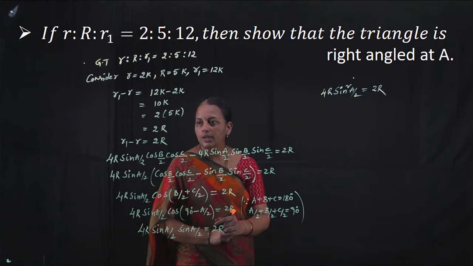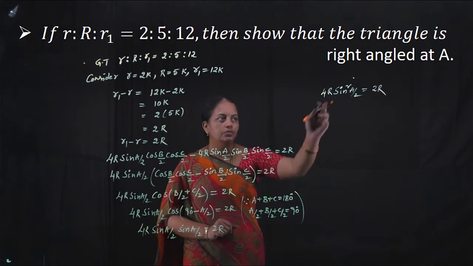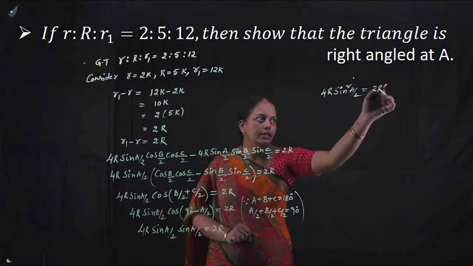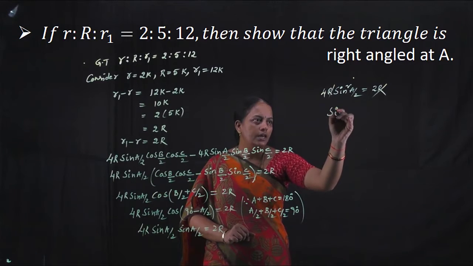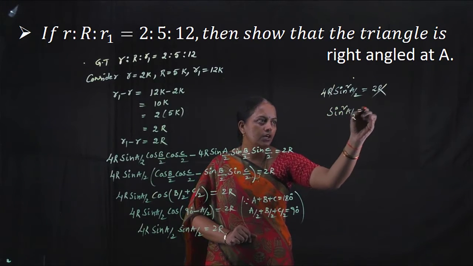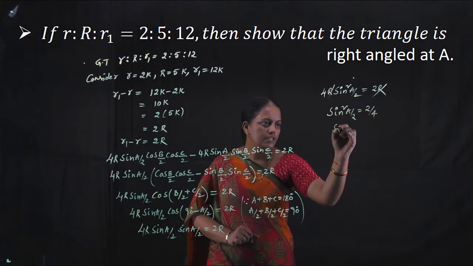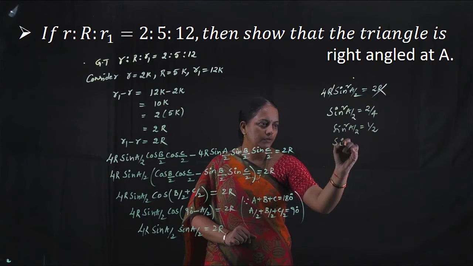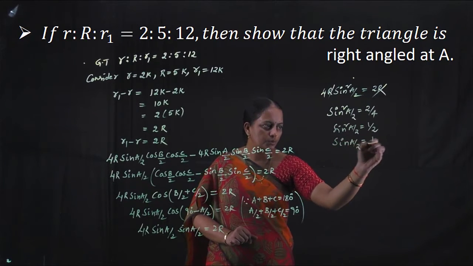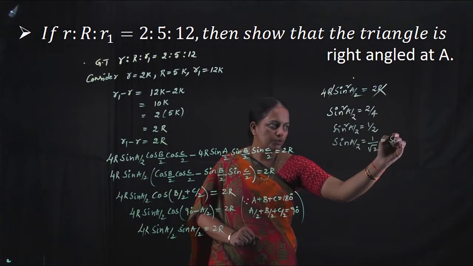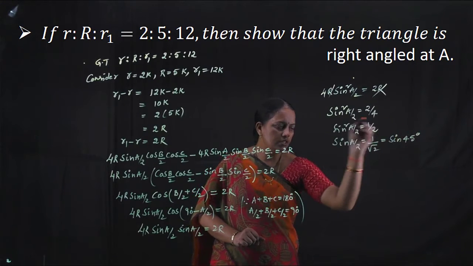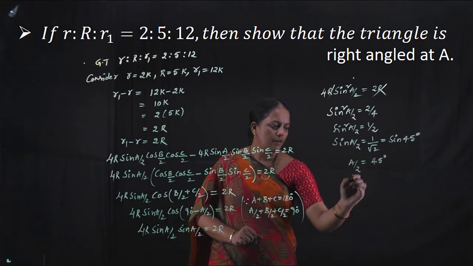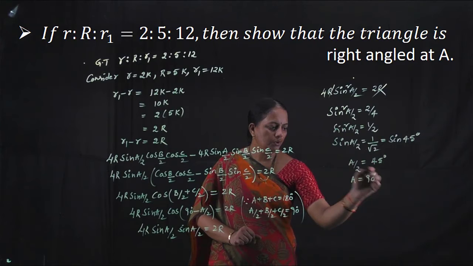Here R1 minus R is equal to 2R, and R1 minus R means 4R sin square A by 2 is equal to 2R. Here capital R gets cancelled and sin square A by 2 is equal to 2 by 4. Therefore, sin square A by 2 equals 1 by 2 and sin A by 2 is equal to 1 by root 2, and we know that 1 by root 2 is sin 45 degrees, and comparing both sides we get A by 2 is equal to 45 degrees. From this we can write A is equal to 90.